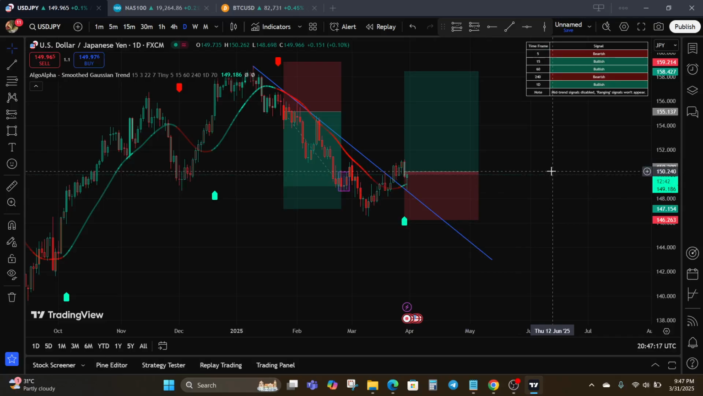So the Smooth Gaussian Trend Filter is quite an effective tool for traders looking to filter out noise, avoid choppy markets, and trade only strong trends. By identifying clear market direction, this indicator helps traders make better trading decisions.